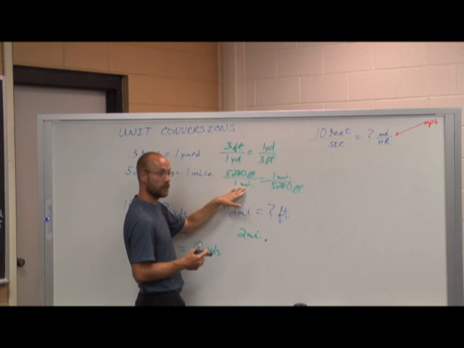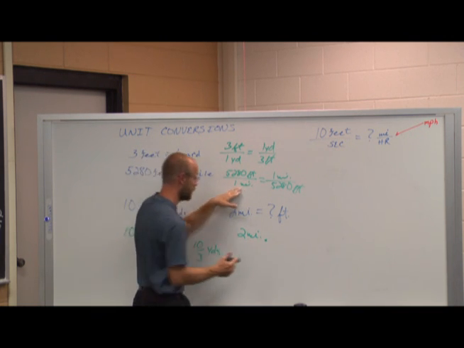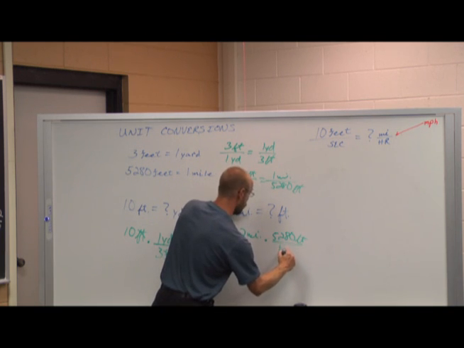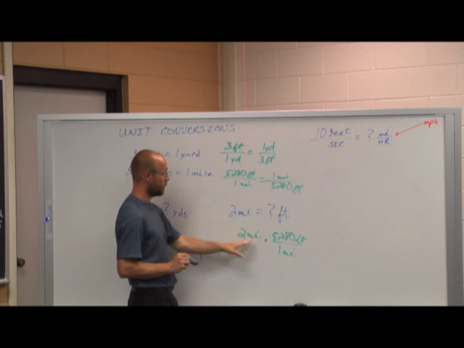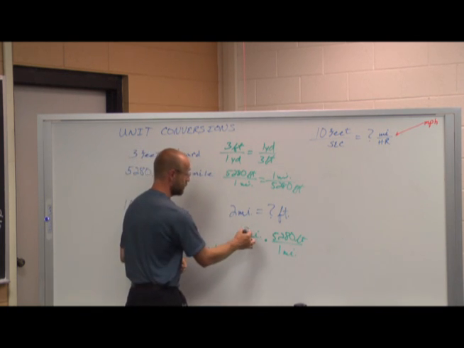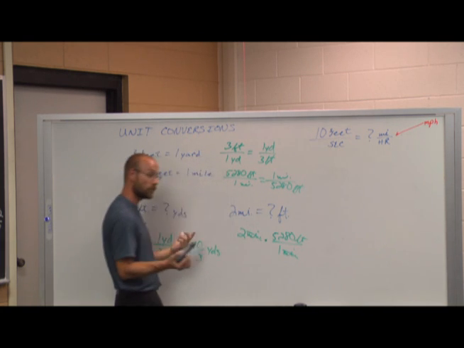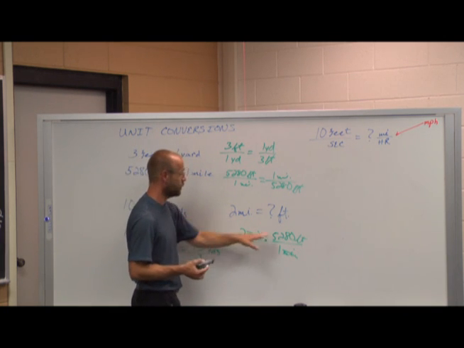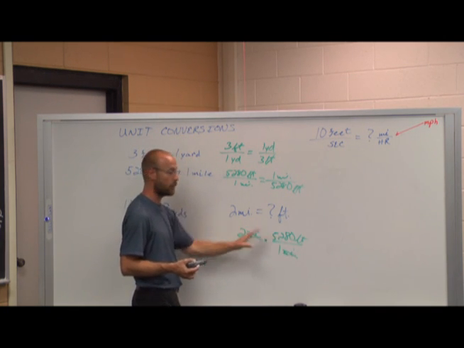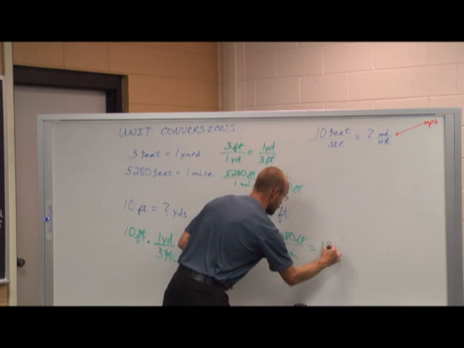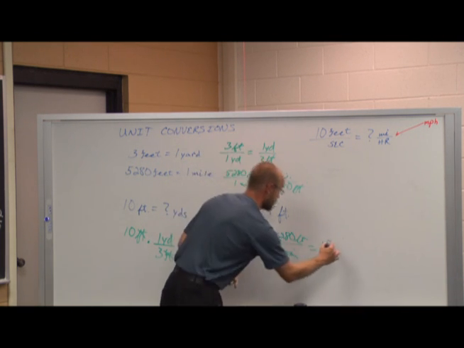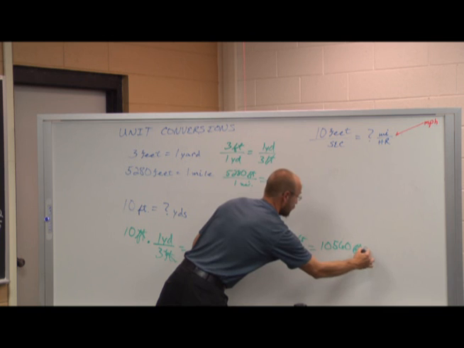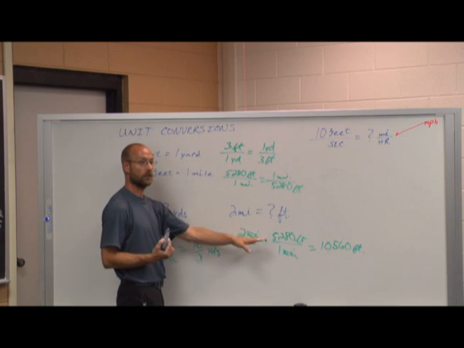So I want my miles to cancel. I'm going to use this one because the miles are in the denominator. So I'm going to say 5,280 feet for every 1 mile. And now we can look at it and treat it like a rational expression. Miles, just like a variable, will cancel miles. Right? Miles over miles is 1. 1 times anything doesn't change it. And now I have 2 times 5,280 feet. Well, we can deal with the numbers. 2 times 5,280 is 10,560. And the only unit left is feet. So we converted miles to feet.